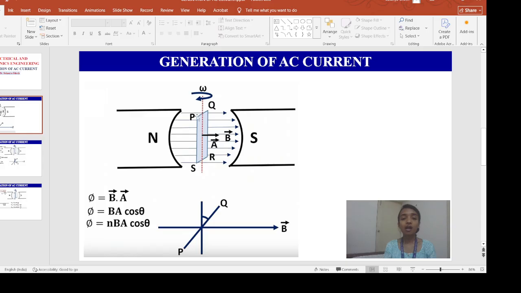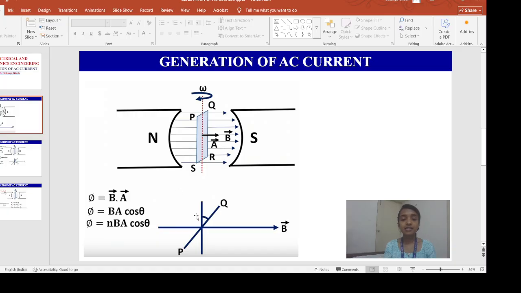Initially we assume that the coil is fixed in the permanent magnet, and at that time this area vector A is perpendicular to this coil. Now if we rotate this coil in the permanent magnet in the clockwise direction with a velocity of omega radian per second, this is a 3D diagram.